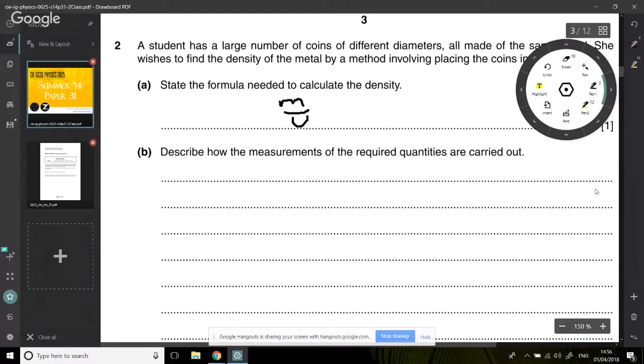Then it goes on about how you would go about this. Basically the easiest way is using a liquid to measure volume. You have a set amount of liquid in a measuring cylinder, and then you chuck your coins in. You can chuck in one or a bunch and get some sort of average. You measure the change in the volume. Once you've got the change in volume, you take the mass of all the coins or of the coin, and divide it by the change in volume, and you should get the density.